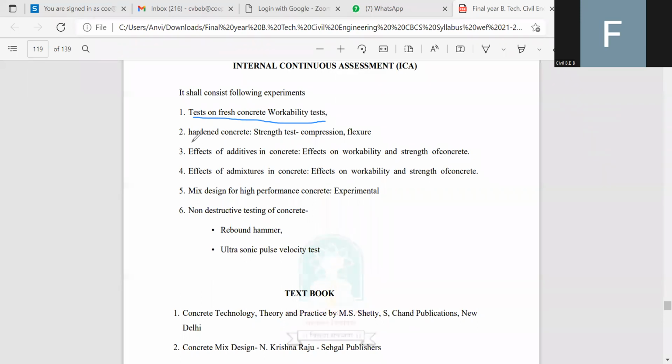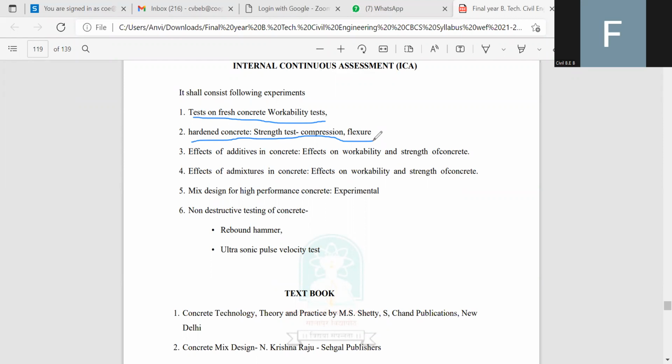Then the second experiment is the hardened concrete strength test, the compression test. It means we have to do the mix design of concrete, and for that we have to prepare a cube of that particular grade of concrete. It may be M20 or M25, and the CTM, the compression testing machine, is there.